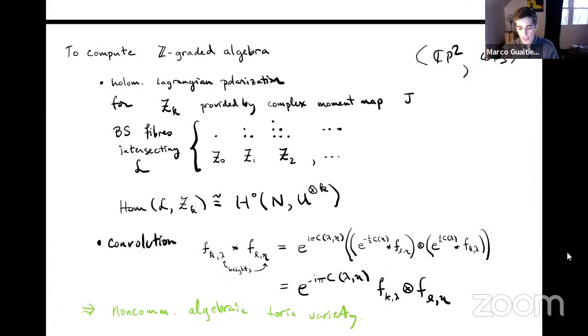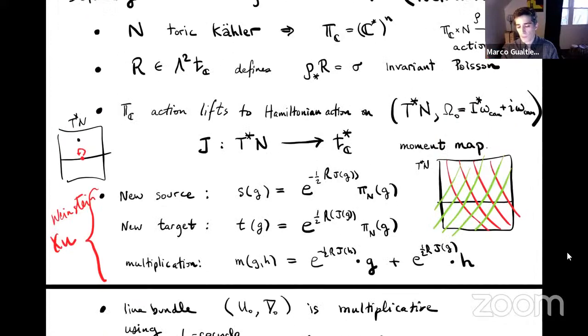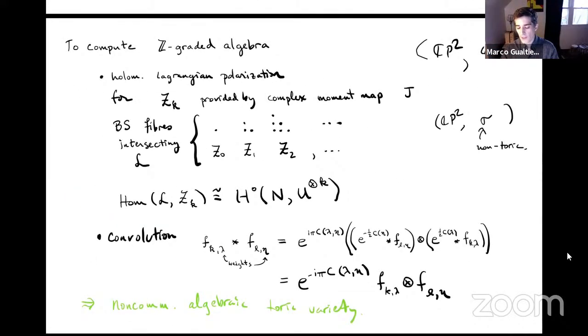Right, and at the moment, what we're working on is extending this to CP2 with a holomorphic Poisson structure, which is non-toric. All of the obstructions for making this procedure work vanish in this case for all of the holomorphic Poisson structures on CP2, so we're expecting to be able to do this. The only challenge is in finding the polarization, this holomorphic Lagrangian polarization.